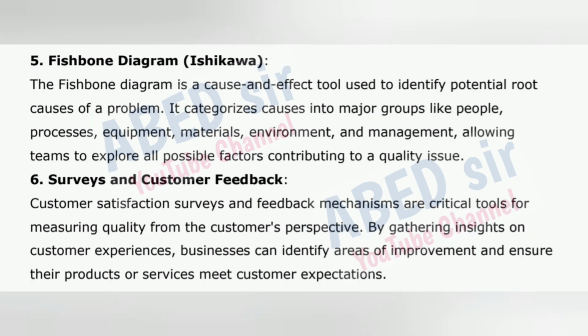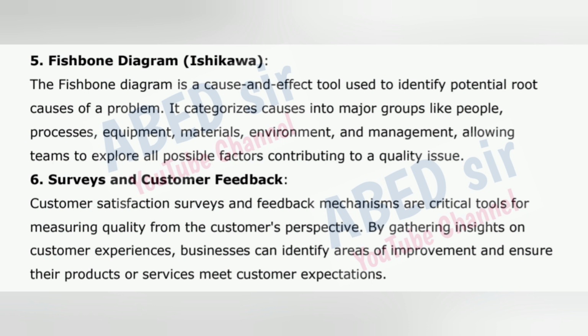5. Fishbone diagram, Ishikawa. The fishbone diagram is a cause and effect tool used to identify potential root causes of a problem. It categorizes causes into major groups like people, processes, equipment, materials, environment, and management, allowing teams to explore all possible factors contributing to a quality issue.